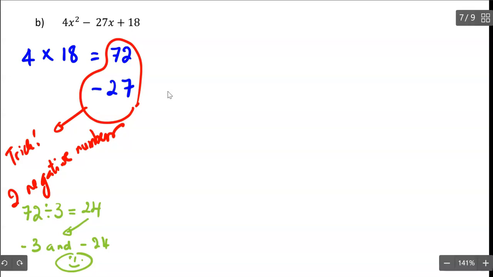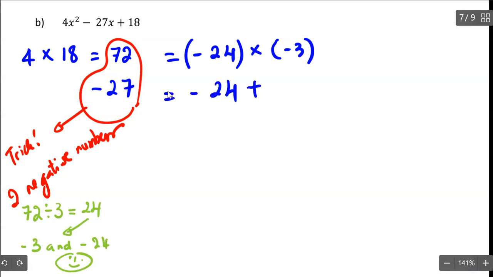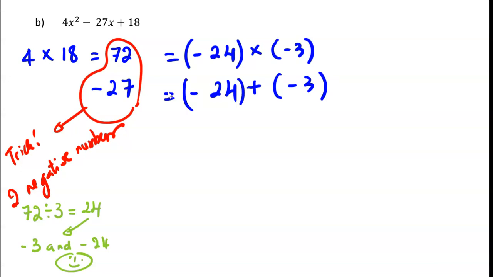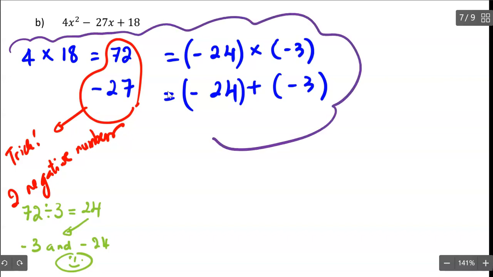Now, the next step is I'm going to write down negative 24 times negative 3, and negative 24 plus negative 3. So these are the exact two numbers that we want. I'm going to write this on the side.